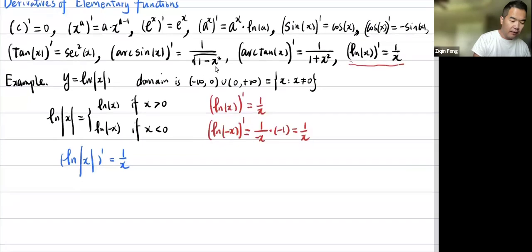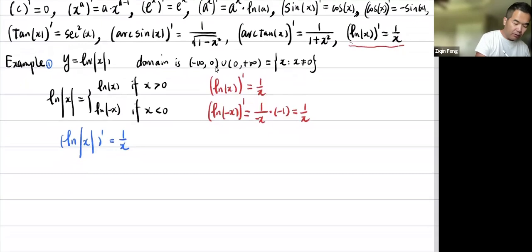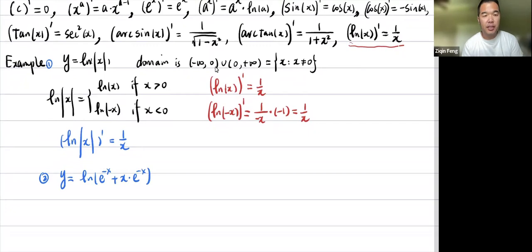So let's see a few more examples. Example 1 here. Let's see example 2. Our function is y equal to natural log of e to negative x plus x times e to negative x. So let's try to differentiate this function here. This is a function that contains the natural log function and the exponential function. You need to use the chain rule and also the product rule.